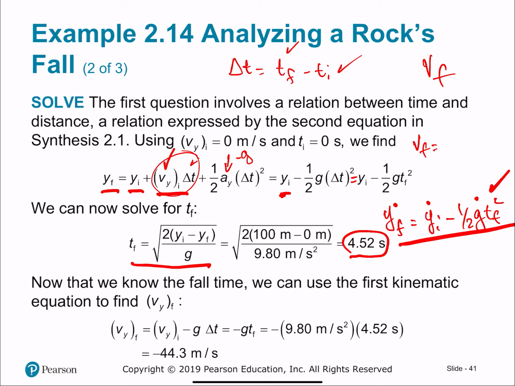Final velocity is equal to initial velocity plus a times delta t, and a is going to be minus g, and delta t is going to be tf, right? So this becomes final velocity is equal to initial velocity minus g times delta t, which is tf. We know tf now, from here, is 4.52. We know the acceleration, and the initial velocity is 0 here, so you get that the velocity is minus 44.3 meters per second.